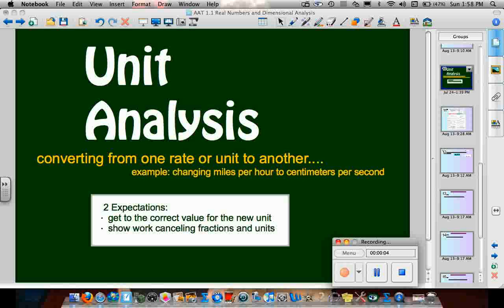First time I'm doing this, so bear with me if it's kind of weird. I'm not at my smartboard. I'm trying to do this with the mouse, so my writing's going to be a little bit weird, so we'll just do it. Unit analysis, so I will go through a couple examples.